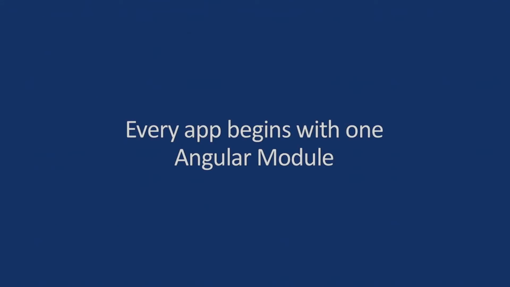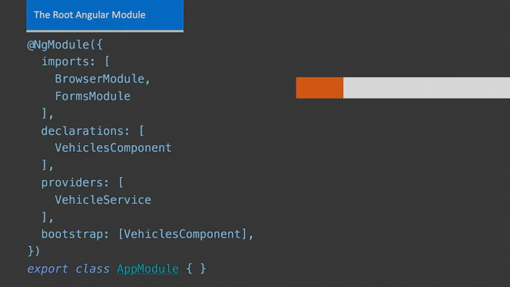And every app has to have at least one module. If you're building a small app, it could make sense to just make one module and be done with it. That's it. I got a module, call it a day. If I don't need all that stuff. So here's a root module that you'll find in a lot of apps.